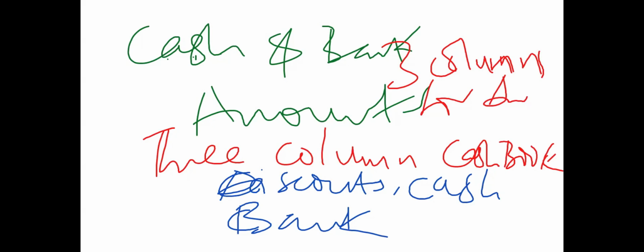So those are basically the three main cash books that we have. The differentiating feature is that the three-column cash book has both cash and bank columns for both the debit and the credit sides, but with an additional column for recording cash discounts. Here we record cash discounts.